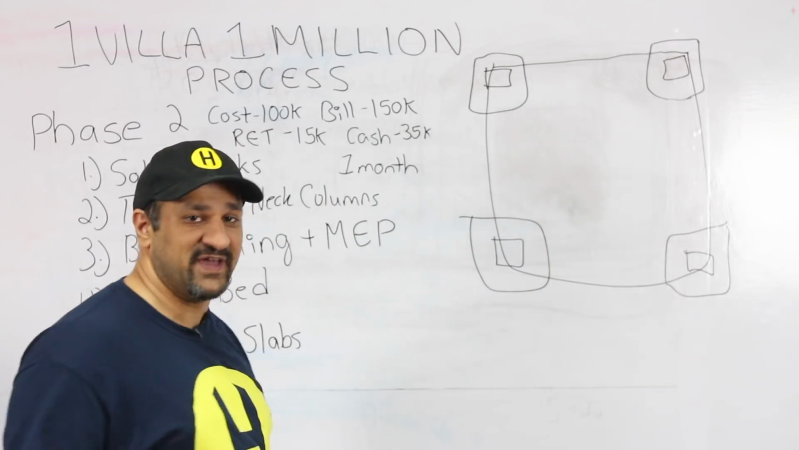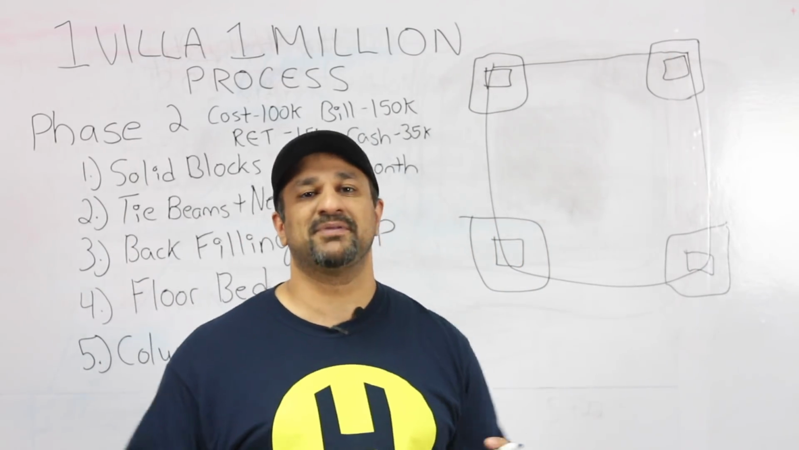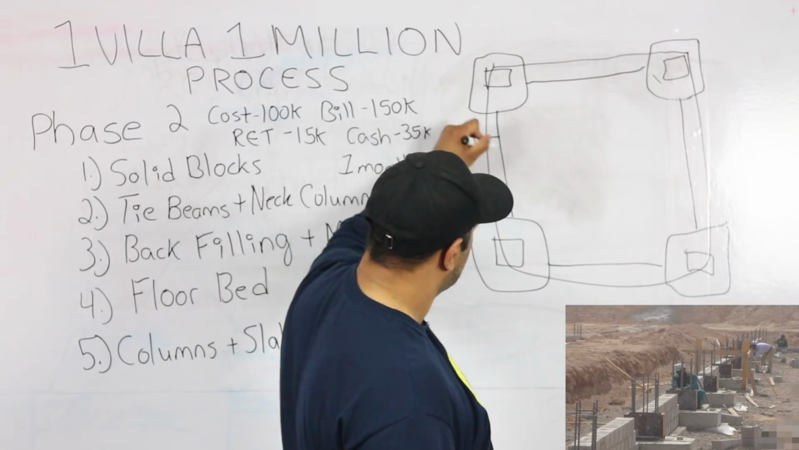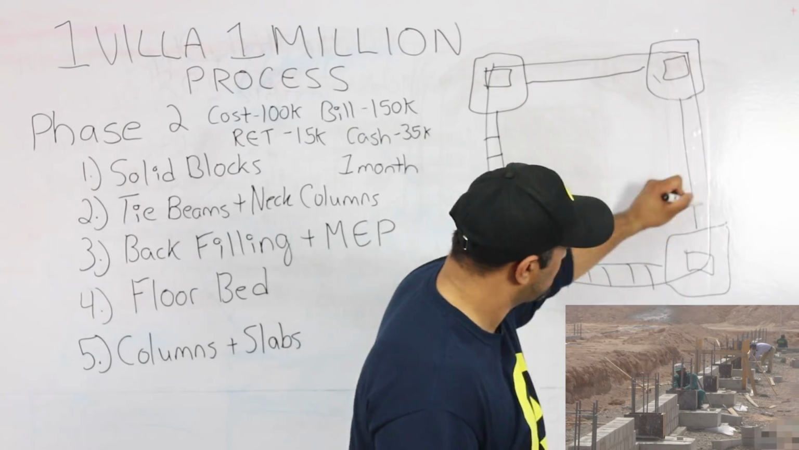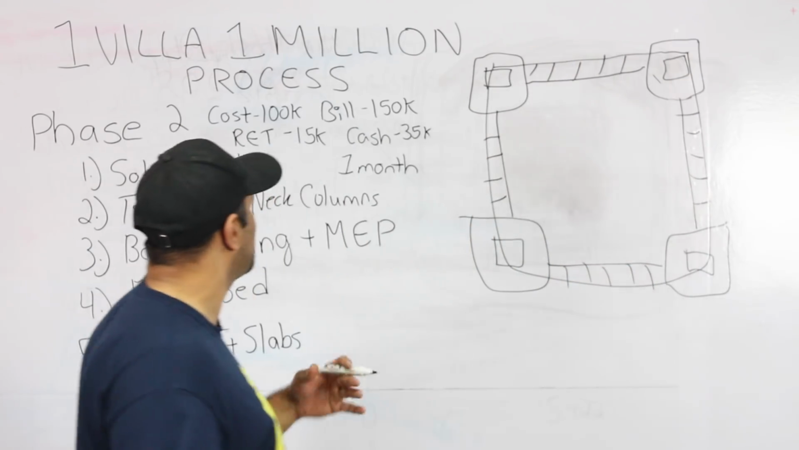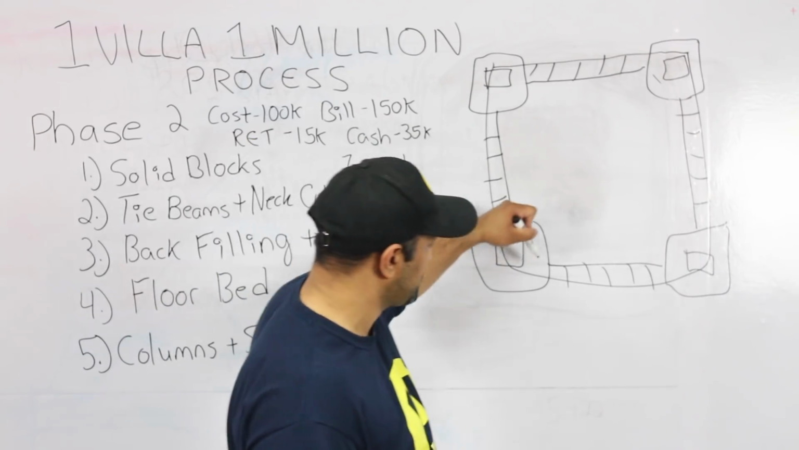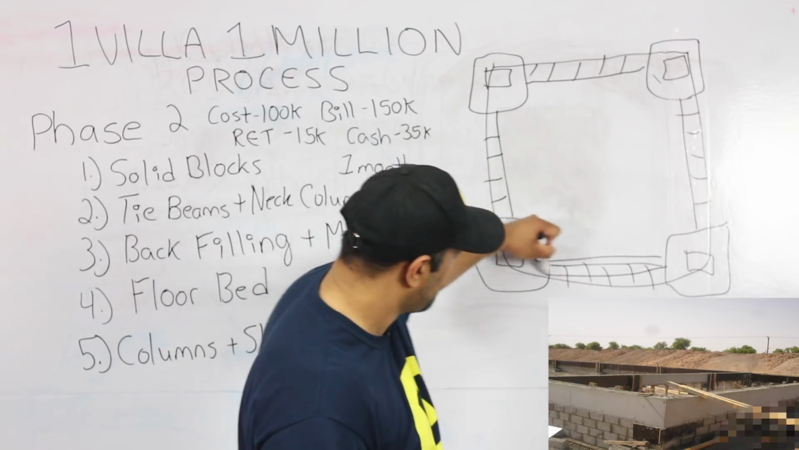Now what happens is in phase 2, it goes into the solid blocks. Solid blocks are basically here. And these are your solid blocks. Then it goes into your tie beams. Now the tie beams basically go right over your solid blocks. So that'll go right over here, right on top.